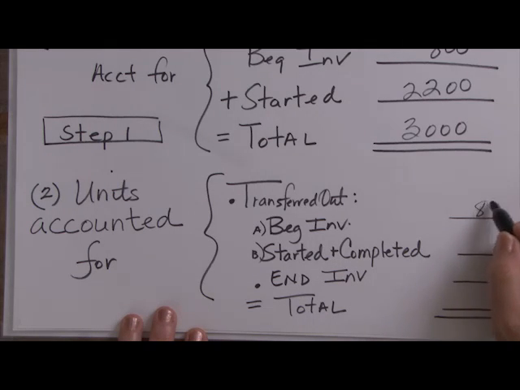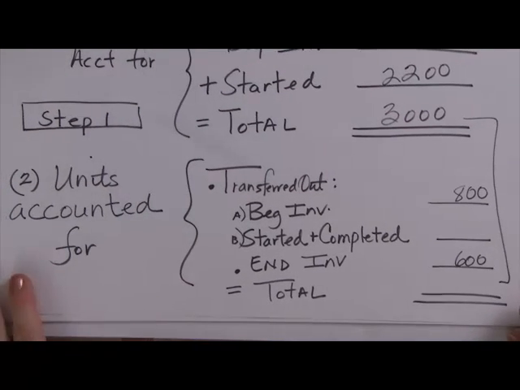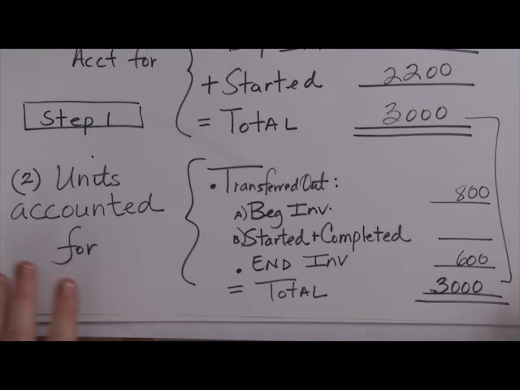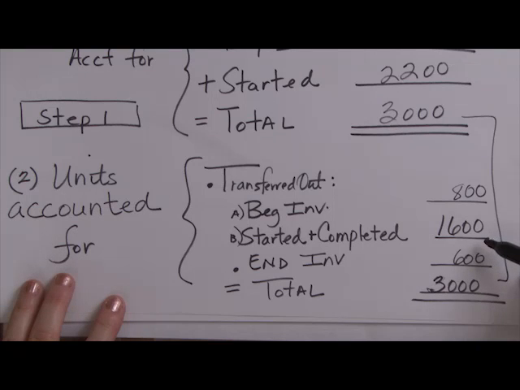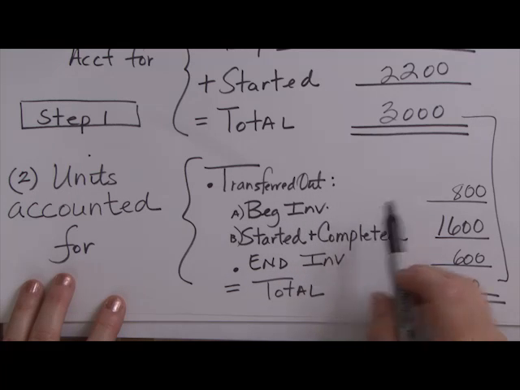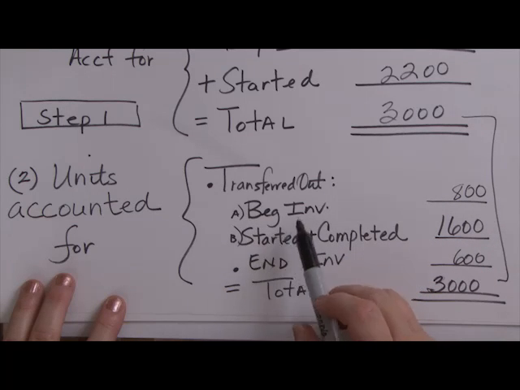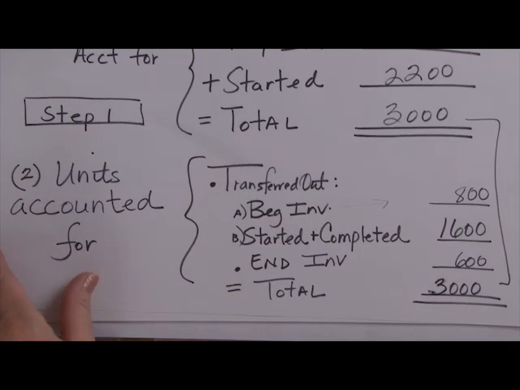So we're told beginning was 800. We were told that ending was 600. We know that the totals have to be the same for these two, so we get 3,000 units here to match the above. And then we can fill in with 1,600 units were started this period and were finished. And again, the other group that was transferred out was that beginning group of units, 800 units. Those were started last period but not finished, but these would be the first things to get finished using the FIFO method.